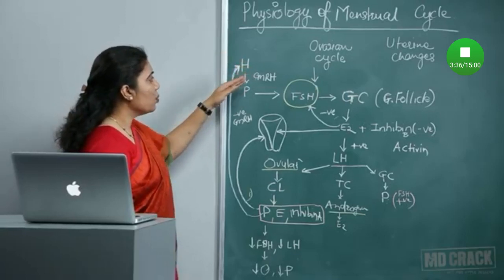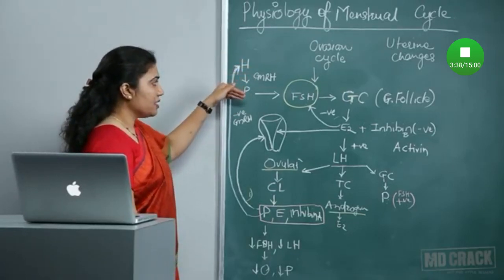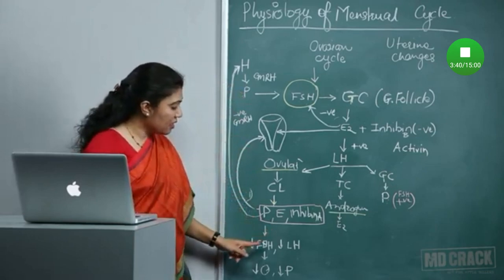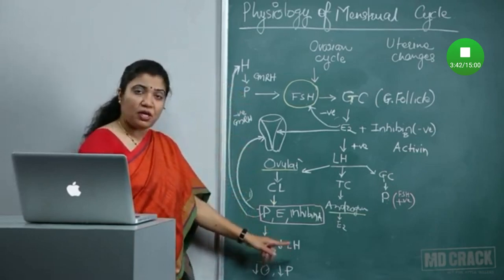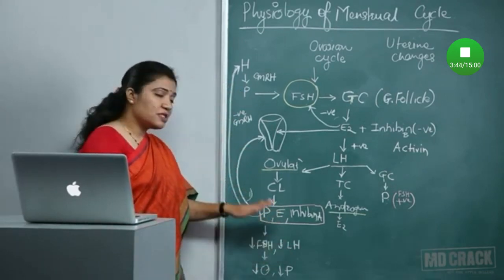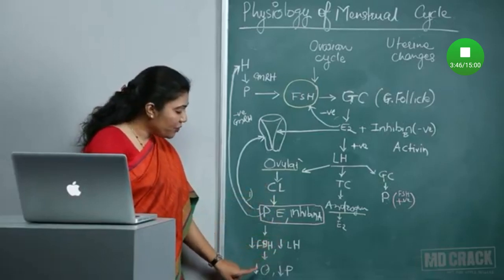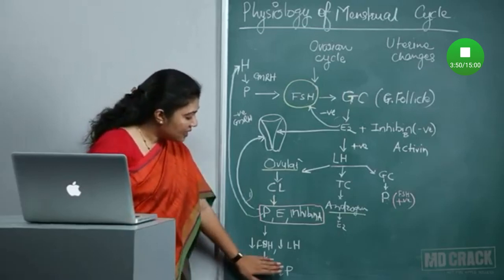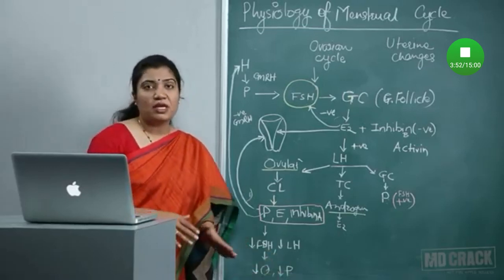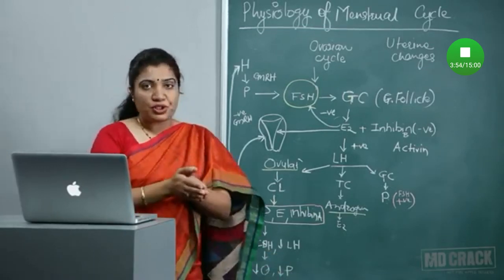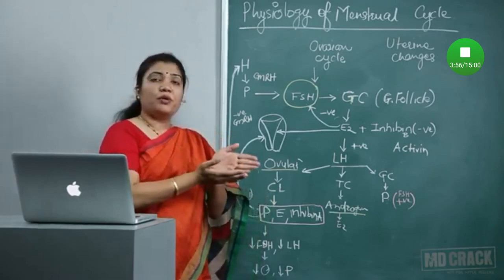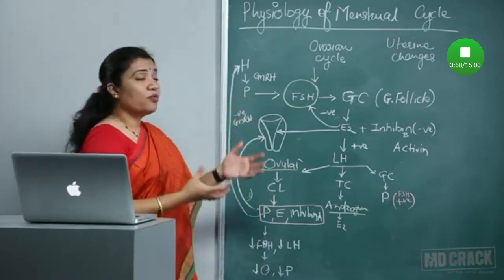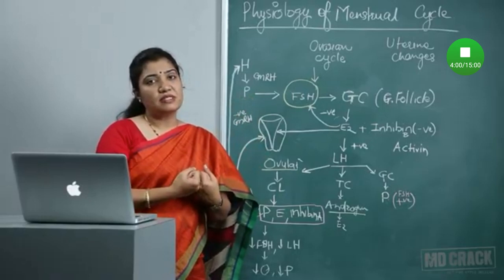Negative feedback to the hypothalamus will decrease GnRH secretion, thus decreasing FSH and LH levels. Once these gonadotropins are low, there would be withdrawal of these hormones, that is estrogen and progesterone. And once there is withdrawal of these hormones, that will lead to vasoconstriction. The proliferated endometrium will not be supported by the vessels.